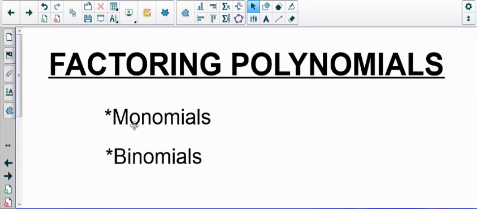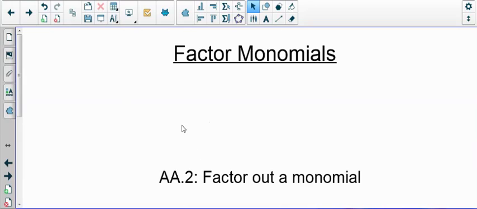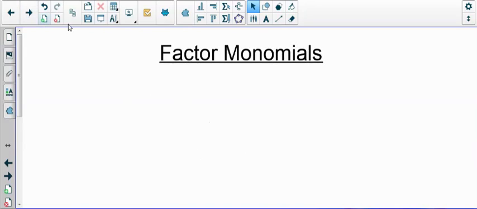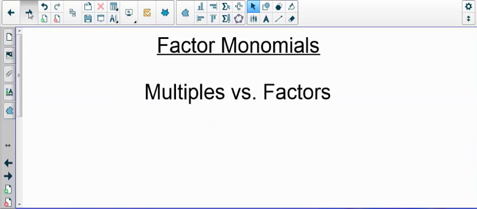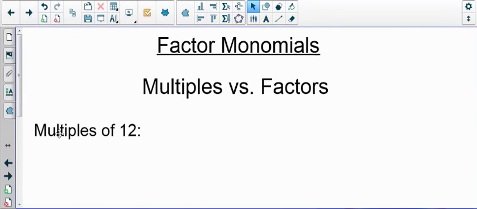The two parts are factoring monomials and factoring binomials. First, we'll do monomials, and then we'll factor the binomials. I believe these are AA2 for monomials and AA4 for binomials, which you'll probably see is also called quadratics, which you'll learn about later. But we're going to start today with factoring monomials. In order to factor monomials, first we need to look at the difference between multiples and factors. So let's start with multiples of 12.